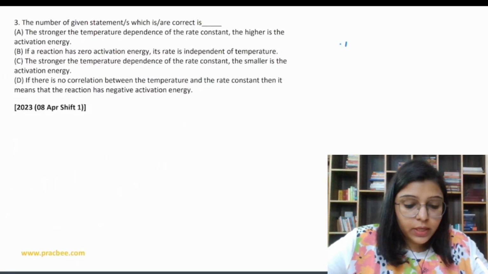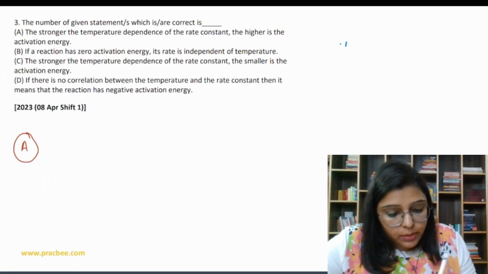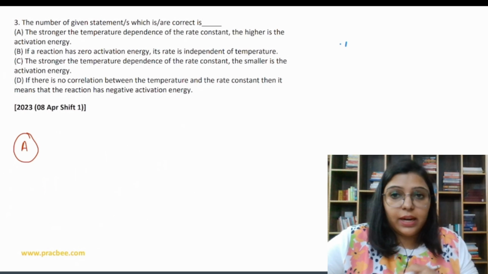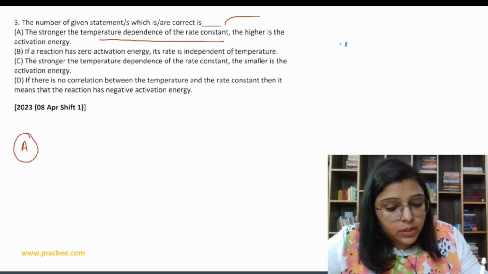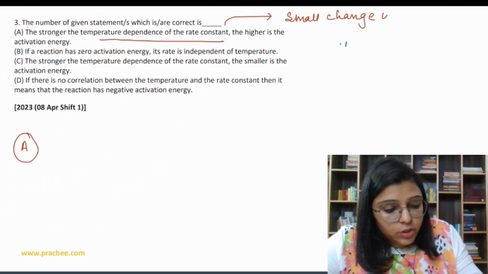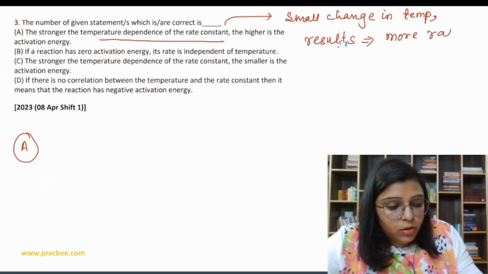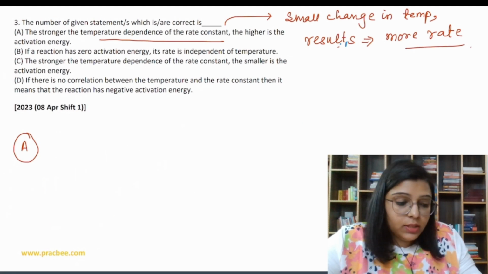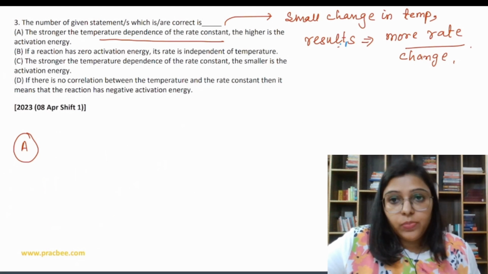The number of given statements which are correct is... The first statement is: the stronger the temperature dependence of the rate constant, the higher is the activation energy. Stronger temperature dependence of the rate constant means that a small change in temperature results in more rate change, or we can say the rate of reaction increases.